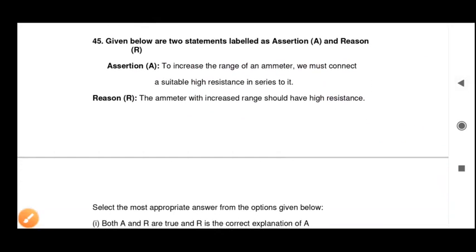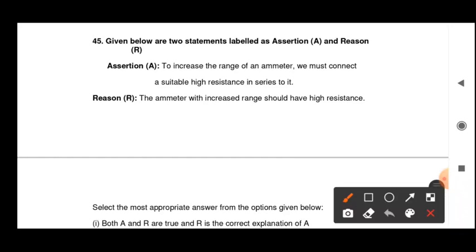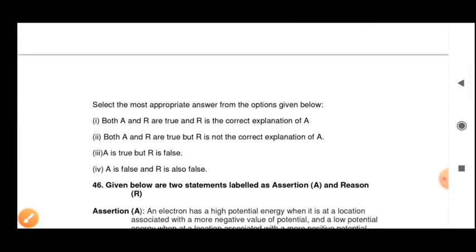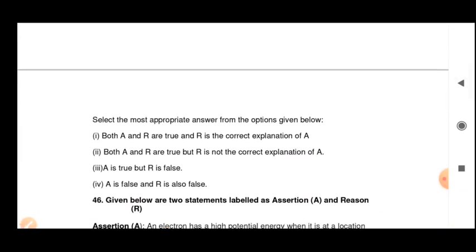The question number 45, if you will see, given below are two statements labeled as assertion and reason. Now the questions we are moving to are for assertion reasoning. So let's just see the question first. Assertion is given: to increase the range of an ammeter we must connect a suitable high resistance in series to it. The reason is given: the ammeter with increased range should have high resistance. So first let's see which option is correct for this one.